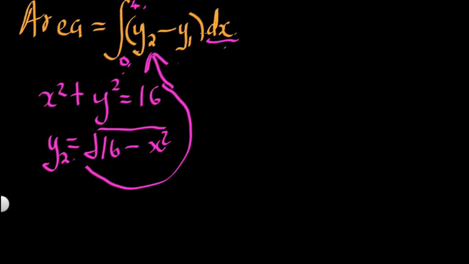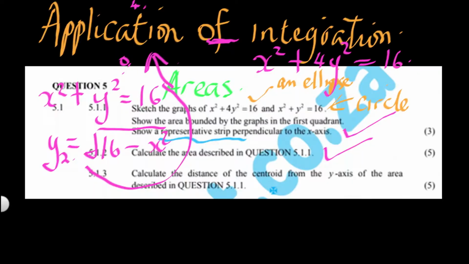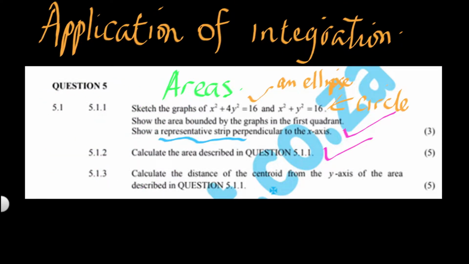So I'm going to substitute y2 here as an x expression. I'm doing that because I cannot integrate with respect to x when I don't have an expression that is in terms of x. Now I go to my ellipse. The equation of the ellipse is x squared plus 4y squared equals 16. Okay, let me check to confirm. Yes, x squared plus 4y squared equals 16. That is my equation of the ellipse.